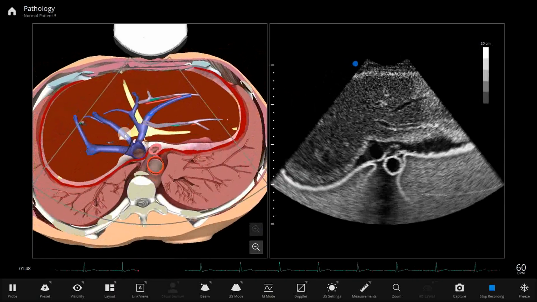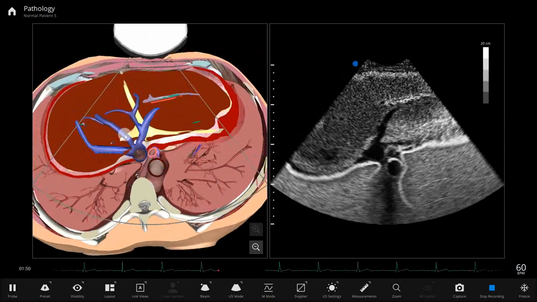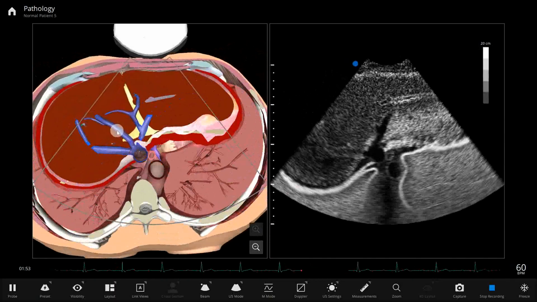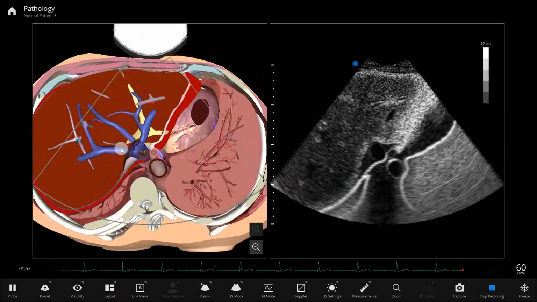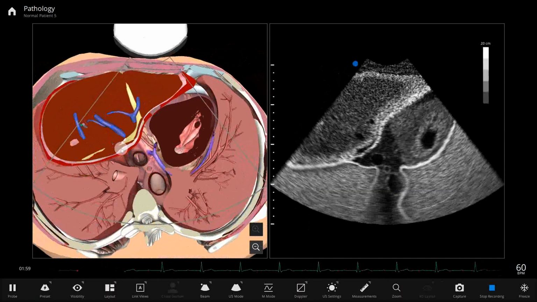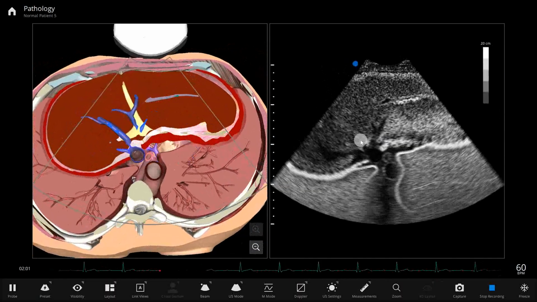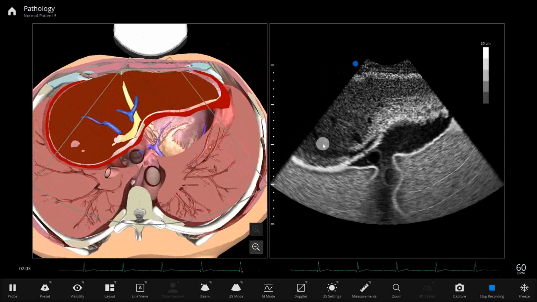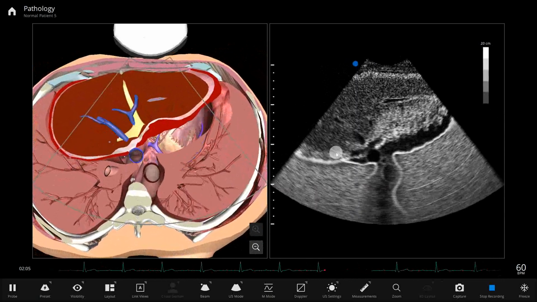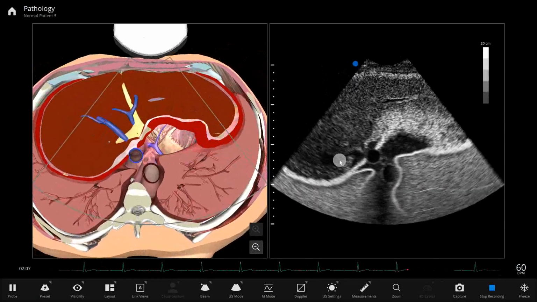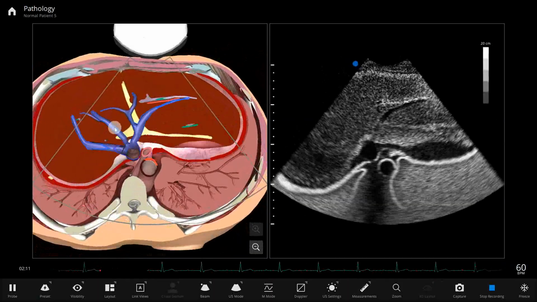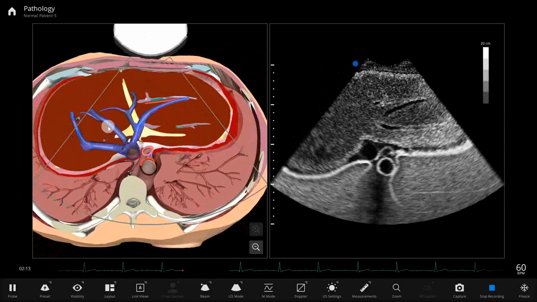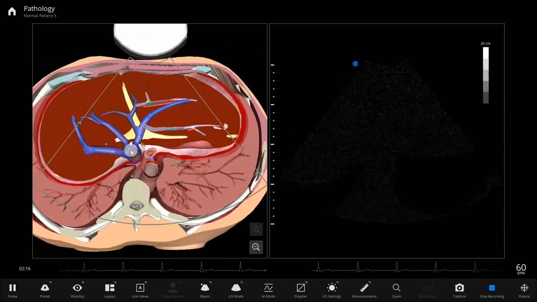Okay, it's this one right here. And then we have the right hepatic vein over here. We see that one on ultrasound as well, right here. It'll come back in as the patient breathes. Okay, alright, so that's that one. So we have the three hepatic veins dumping into the IVC.